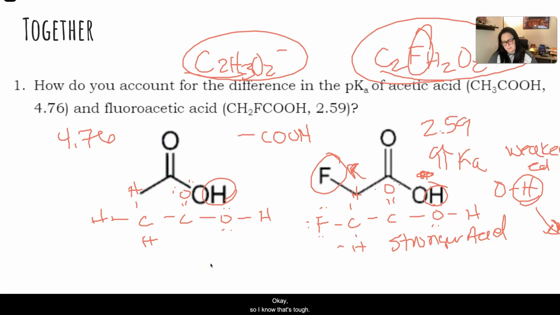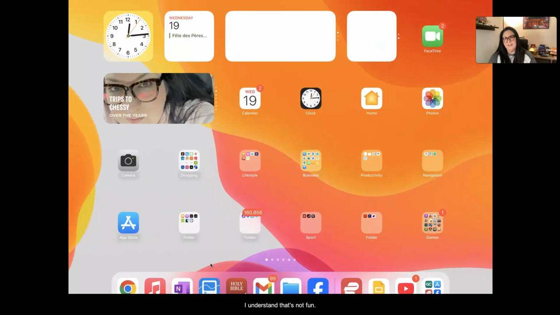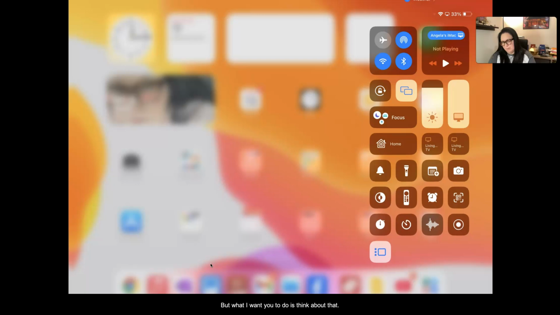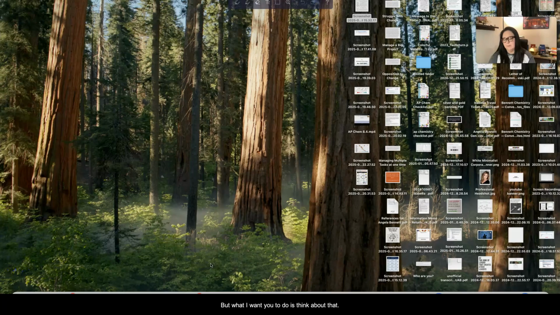Okay, so I know that's tough. I understand. That's not fun. But what I want you to do is think about that. There's a lot of thinking in that one. There's not math. So those of you that don't like the math, there you go. Here's you a non-math acid-base section.